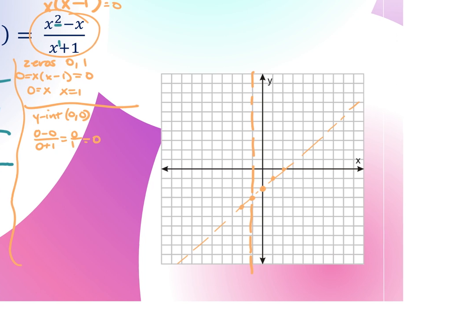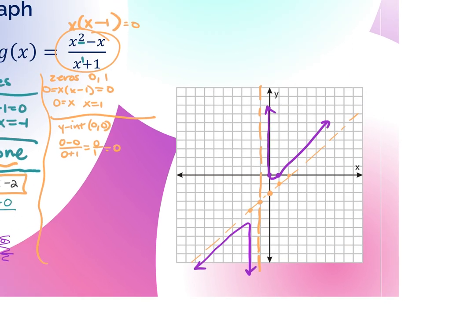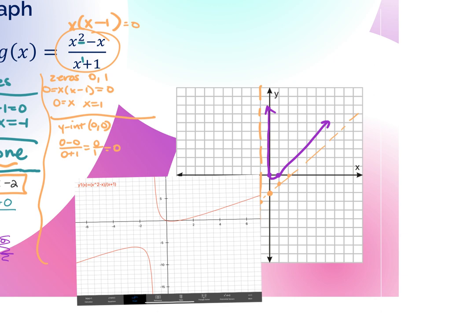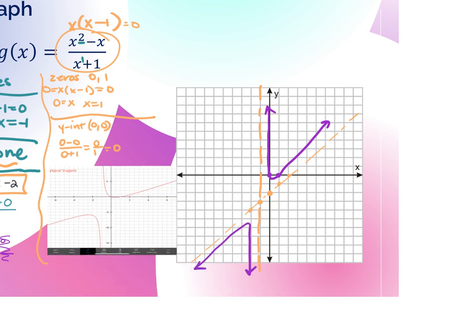Then my x-intercepts or zeros are at 0 and 1. So I know my curve is in this corner. And with slants, they're always opposite, which means it's going to go in this corner without even needing to use my graphing utility. When I plug this into the graphing calculator, my graph looks like this, which is consistent with what we just found.